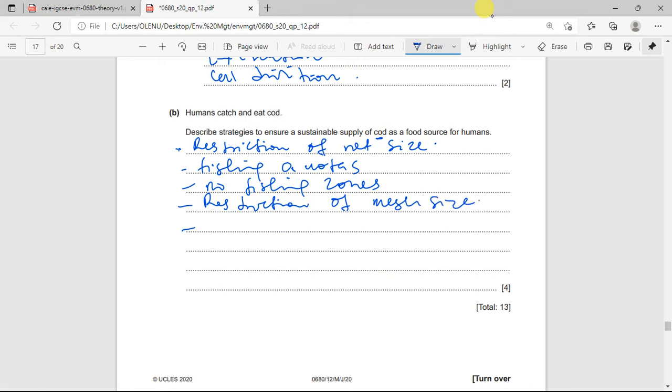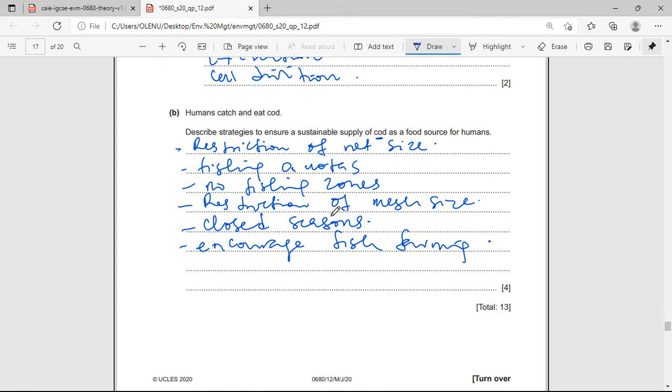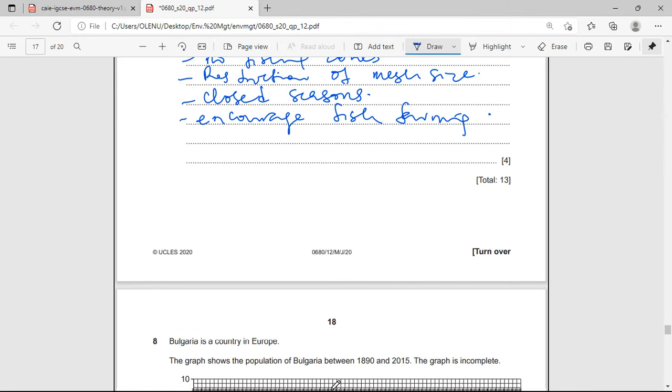You can also have closed seasons. Another thing is encourage fish farming or mariculture. Encourage fish farming because cod is a fish. So just need 4 of that to get your full mark. That's how to make it sustainable.